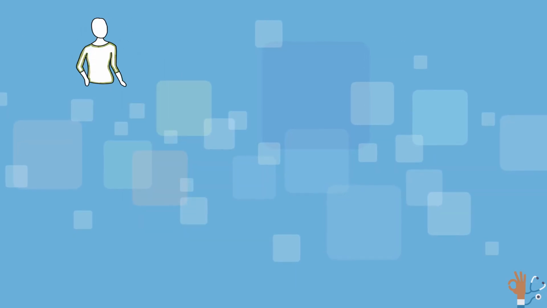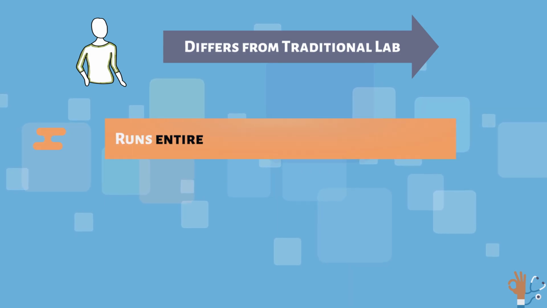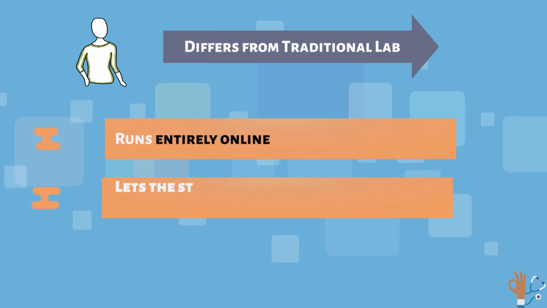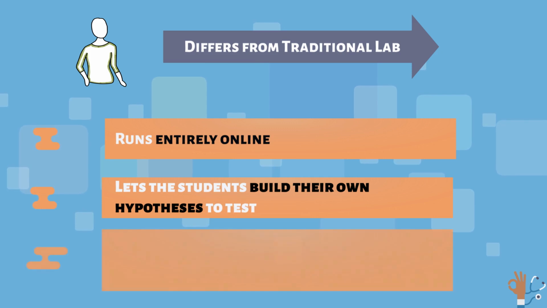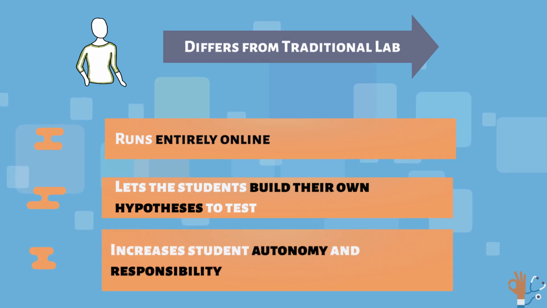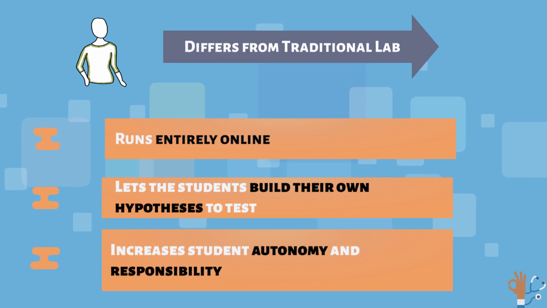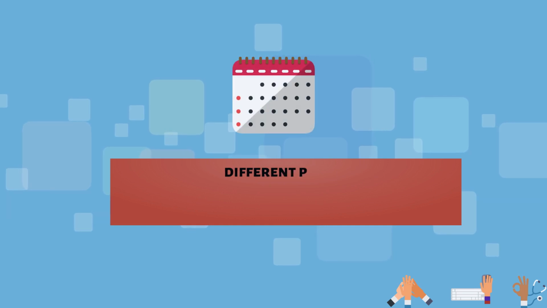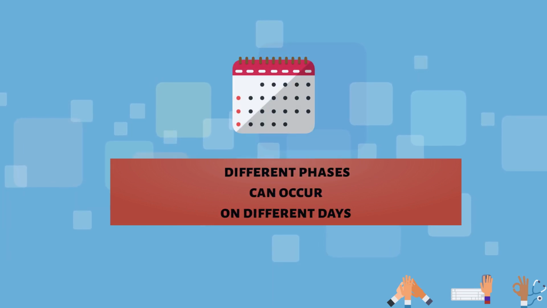This approach differs from the original lab by, one, running entirely online, two, letting students build their own hypotheses to test, and three, increasing student autonomy and responsibility by letting them choose investigation strategies. As with a real lab, different phases pre or post lab can occur on different days.